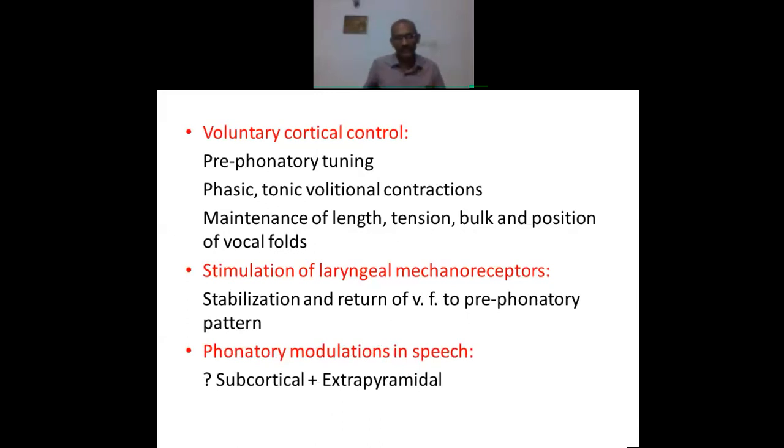And then the phonatory modulations are supposed to be subcortical with extrapyramidal inputs. And of course, as we have seen, the amygdala and all those would come into play depending on what exactly we are trying to say and convey in our speech. So this is just the basic steps from the brain to the larynx.